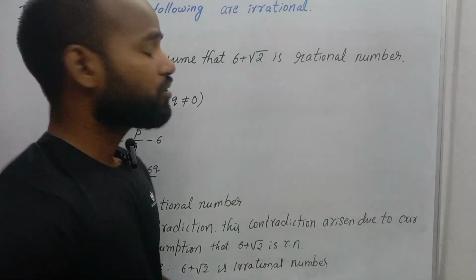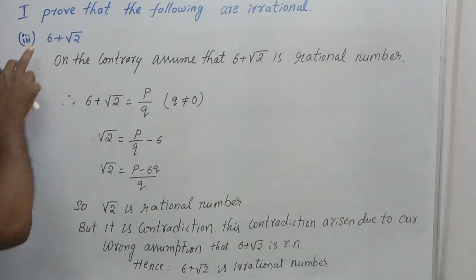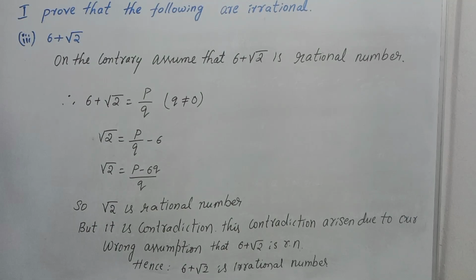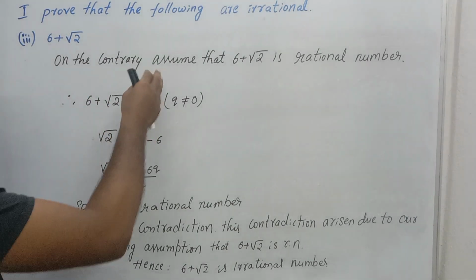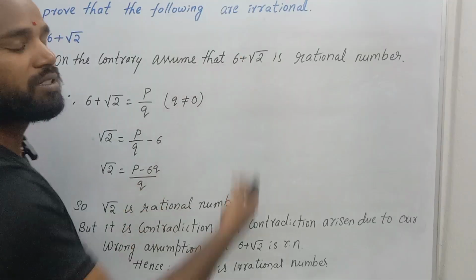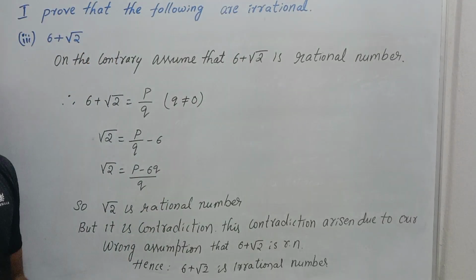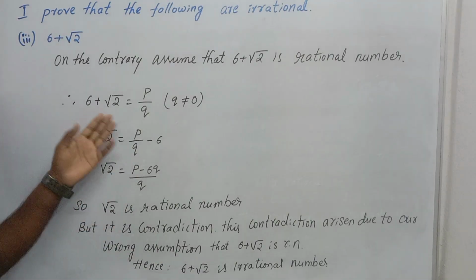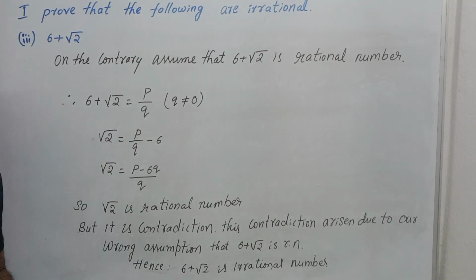Now see the third question. What is the third question? 6 plus root 2. We know that 6 plus root 2 is an irrational number, but on the contrary, in opposition we will assume that 6 plus root 2 is a rational number. So if 6 plus root 2 is a rational number, then it is in the form of p by q, where q is not equal to 0. That is the rational number condition.